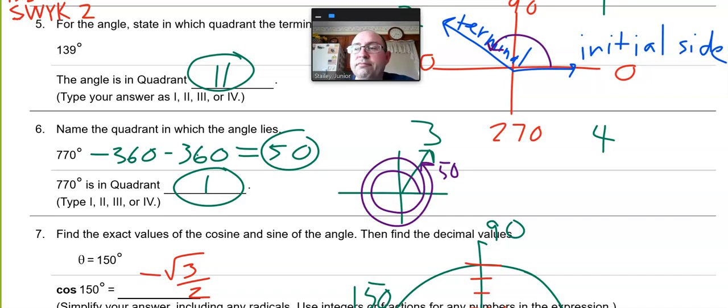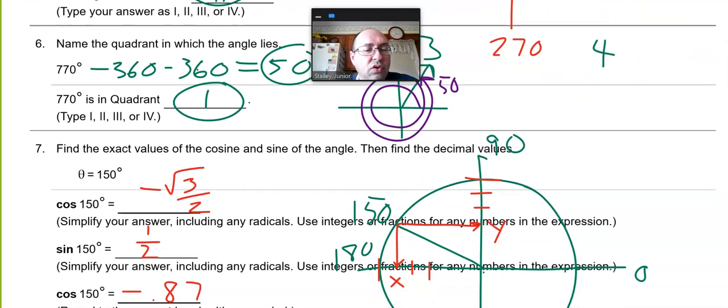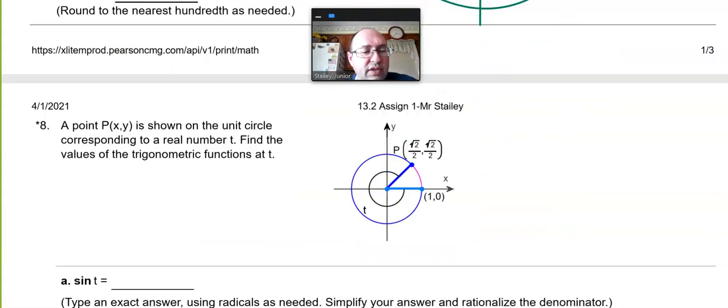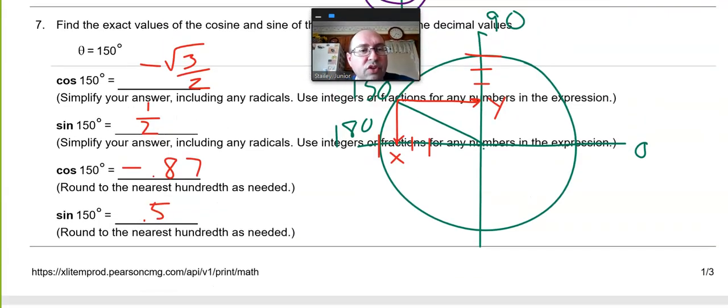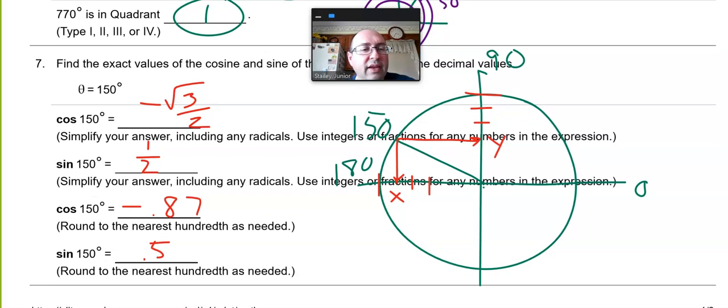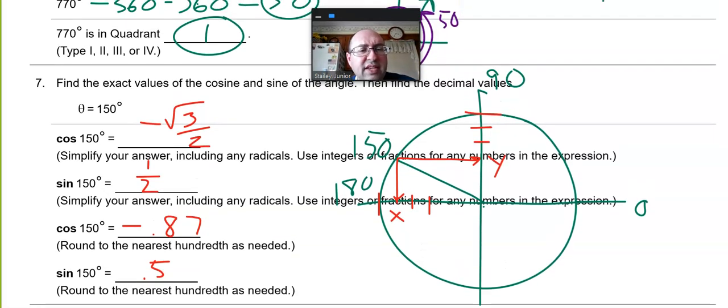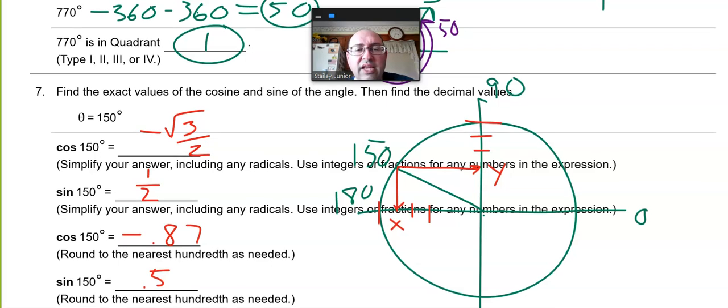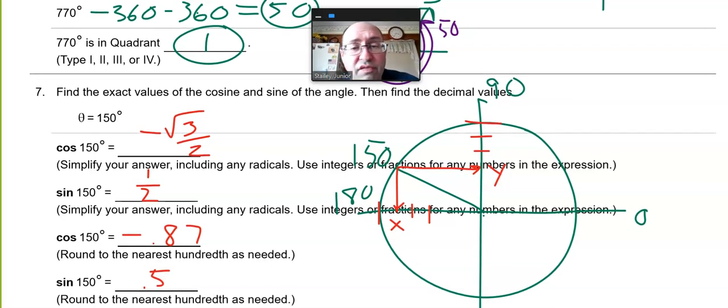So, question 7. Do we have a question? Gee whiz, I forgot about question 8. Question 7. Find the exact values of the cosine and sine of the angle. So they give me 150 degrees. I drew a circle. Not my greatest circle. But 150 degrees is approximately in the location I indicated right here, 30 degrees shy of 180 degrees.